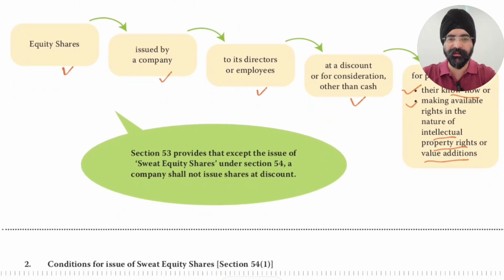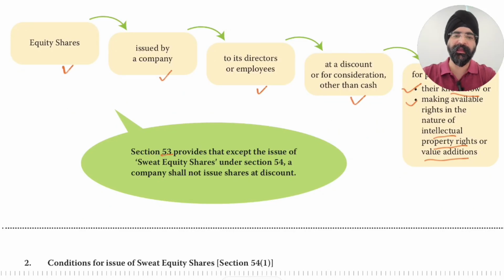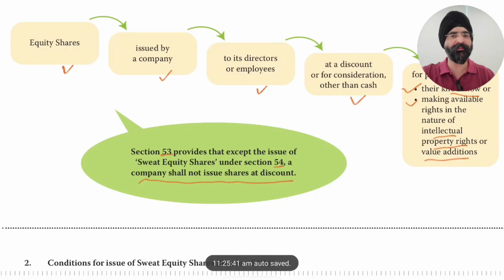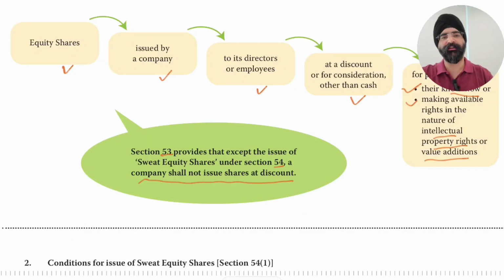Section 53 provides that except the issue of sweat equity shares under Section 54, a company cannot issue shares at discount. So if the standard question is, can a company issue shares at a discount? Answer is no. However, the exception is that sweat equity shares can be issued to directors or employees of the company at a discount or for consideration other than cash against providing their sweat, meaning against providing their know-how, intellectual property rights or any value addition.